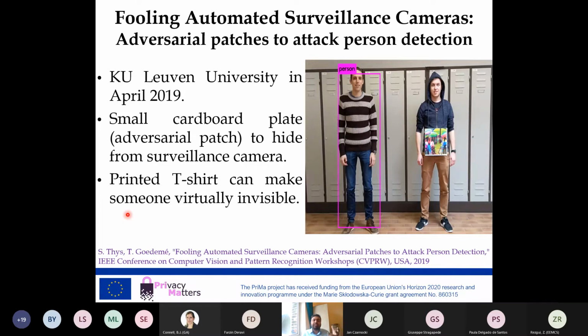This kind of technique can be more advanced if, without carrying the patch, we can print the patches on a t-shirt. Then we can make someone invisible to the cameras. By this way, you can protect the person from the surveillance cameras.